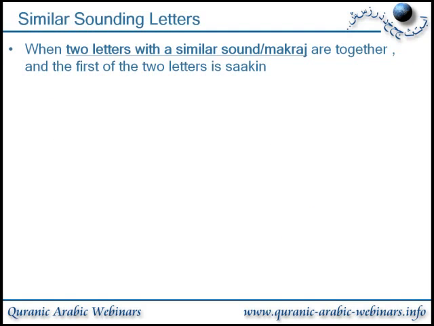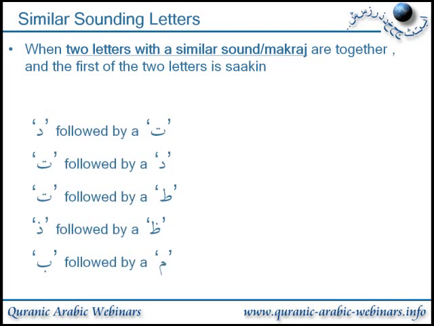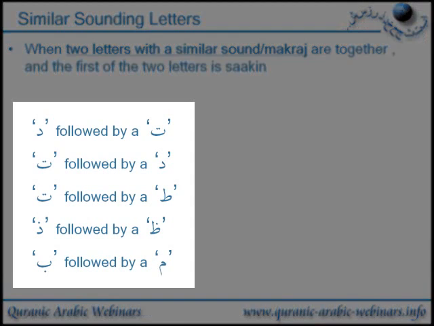Now we'll move on to the second group, when two letters with a similar sound or similar makhraj, i.e. point of articulation, are together, and the first of the two letters is sakin. Now there's a whole set of letters that follow this rule, so we're going to list them. There's quite a few. So this is the first set, so I'm just going to read through these.